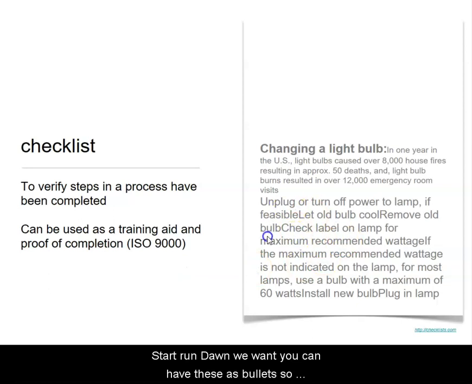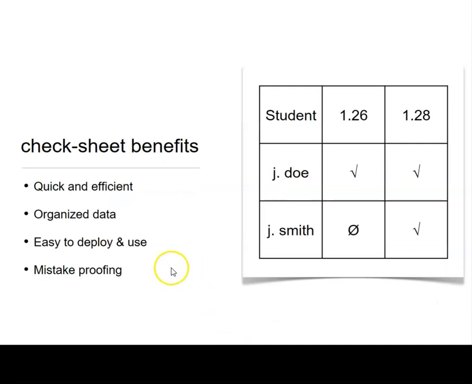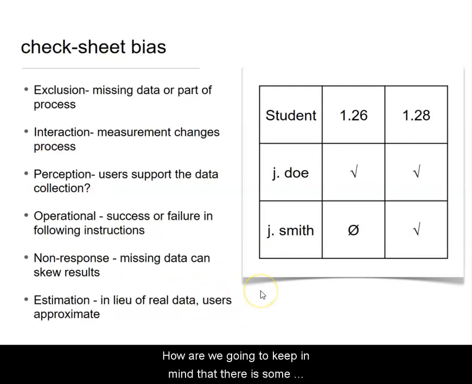So obviously this is just a run down. You can have these as bullets. So a check sheet doesn't necessarily have to be a cross off. It's just linear. In this case, it's a linear process of process steps that you do on a linear basis. The benefits: well, it's quick, efficient, it's graphic, it organizes data, it's easy to deploy, and it mistake proofs the process.